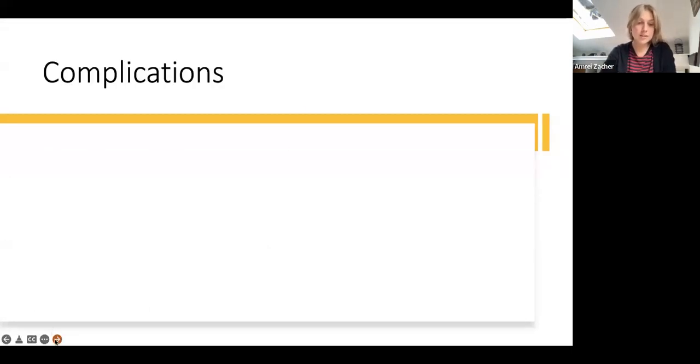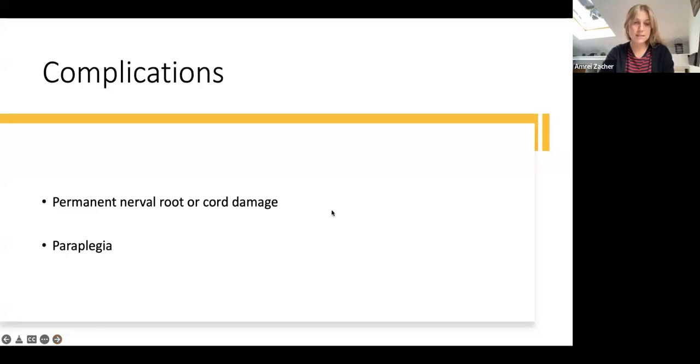Possible complications of these spinal disorders are basically permanent nerve root or cord damage or paraplegia. And of course, you definitely want to avoid that. The problem is the longer the symptoms are there and the more severe they are, the less likely they are to get better or go away after treatment. So if they've been there for a long time and they've been really severe, even if you operate on them, it might not get better.